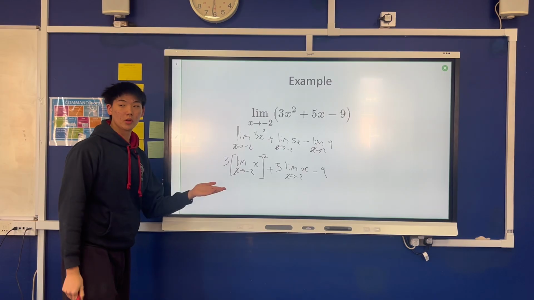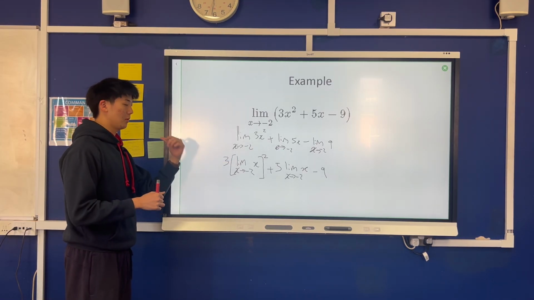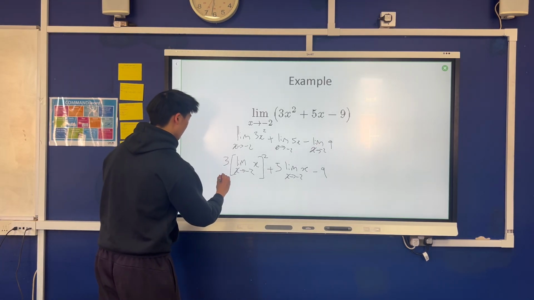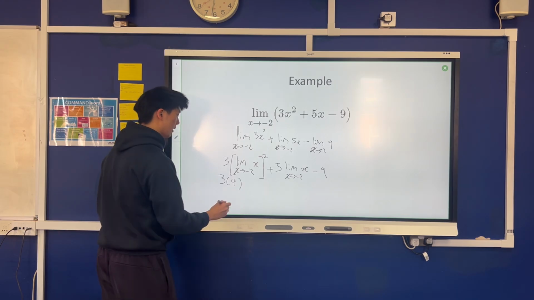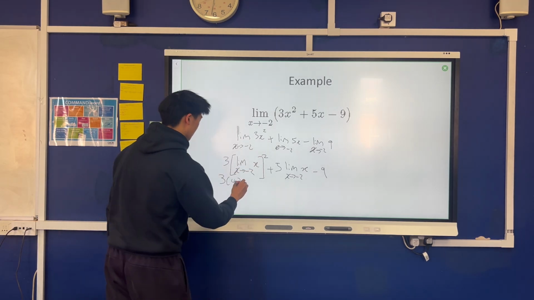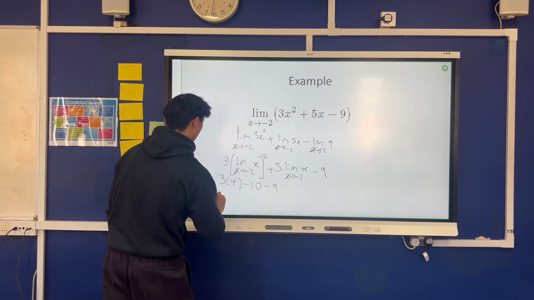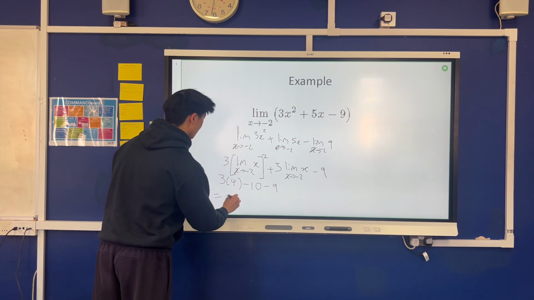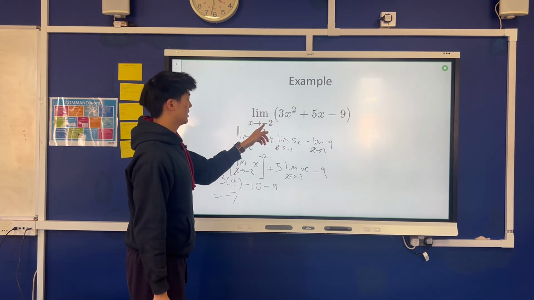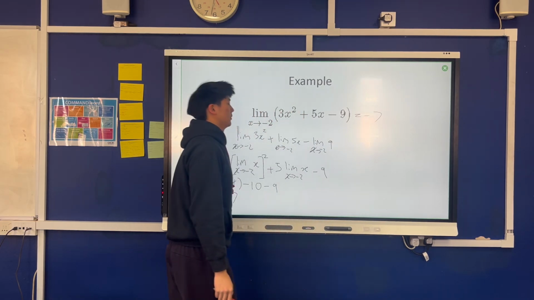Now we can use the last rule and plug in x equals -2. So we get 3 minus 2 squared, which is 4, and then plus 5 times -2, which is -10, minus 9. And we get -7. So the limit of this function as x approaches -2 is -7.